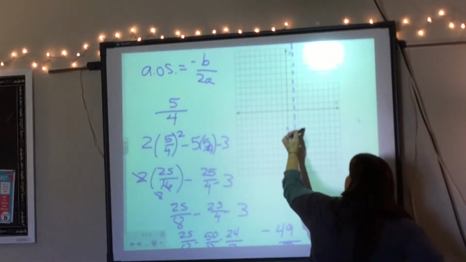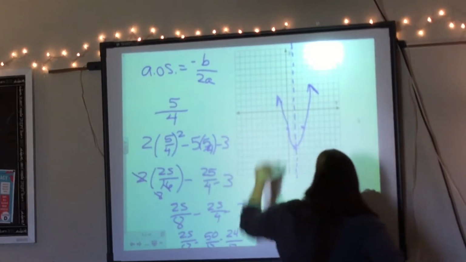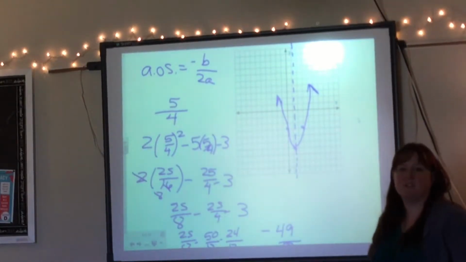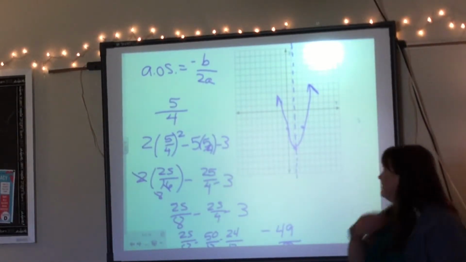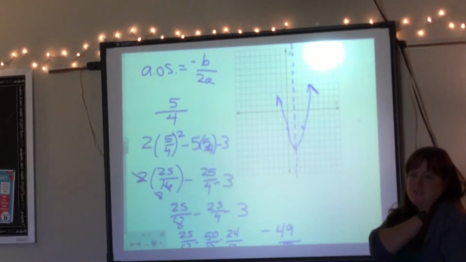And then the y-intercept is negative 3, and we reflect that across here. It's about there. Make a note to change those numbers to numbers that are actually nice. Sorry. But you get the gist? Find the axis of symmetry, find the intercept, find the vertex, and we graph it.